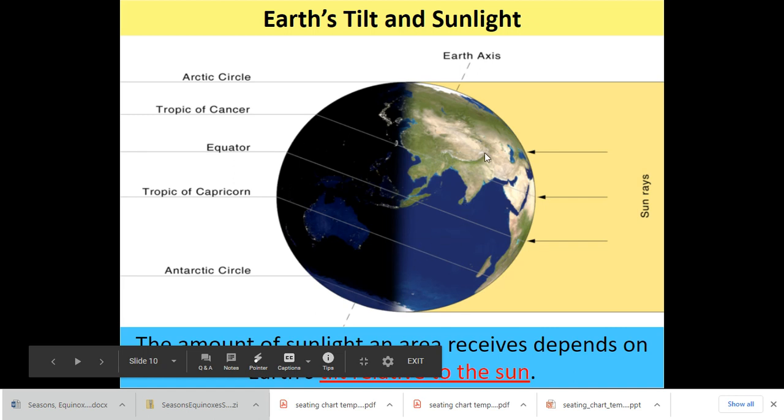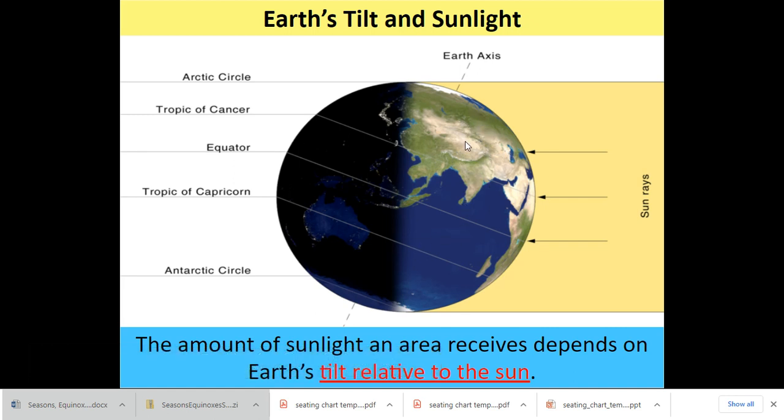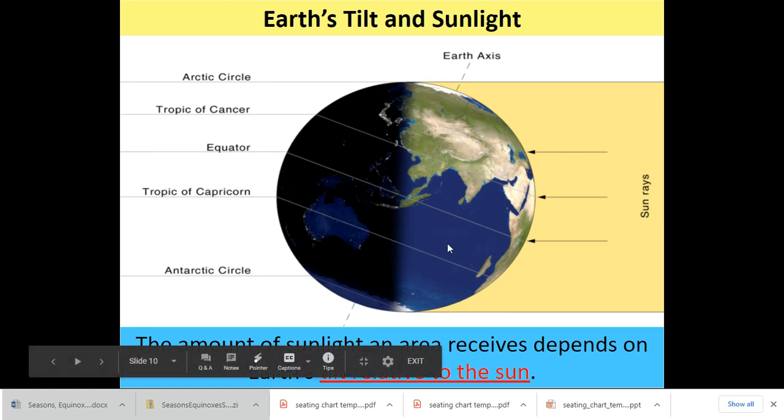Now notice this area that is lit up in the northern hemisphere. Obviously, this is day because it's all sunshine. So the north and south on the right-hand side are experiencing daylight, and on the left, because it's dark, we're experiencing nighttime.